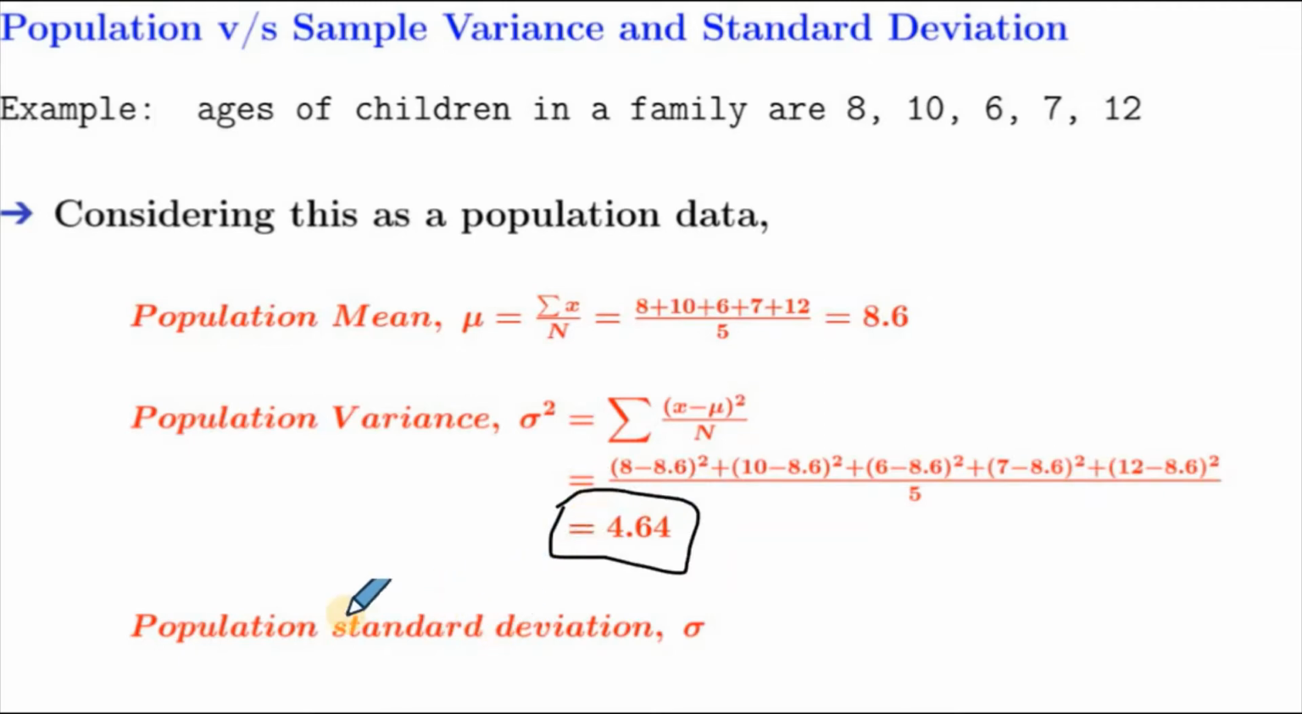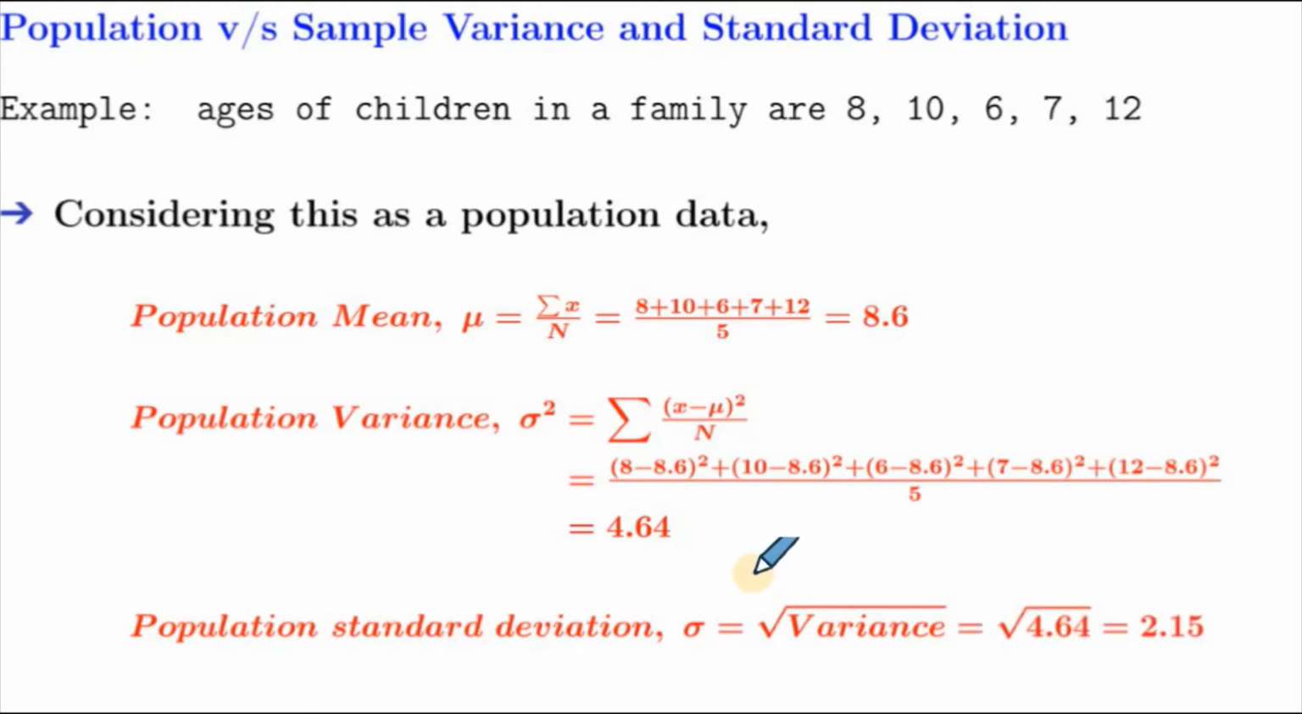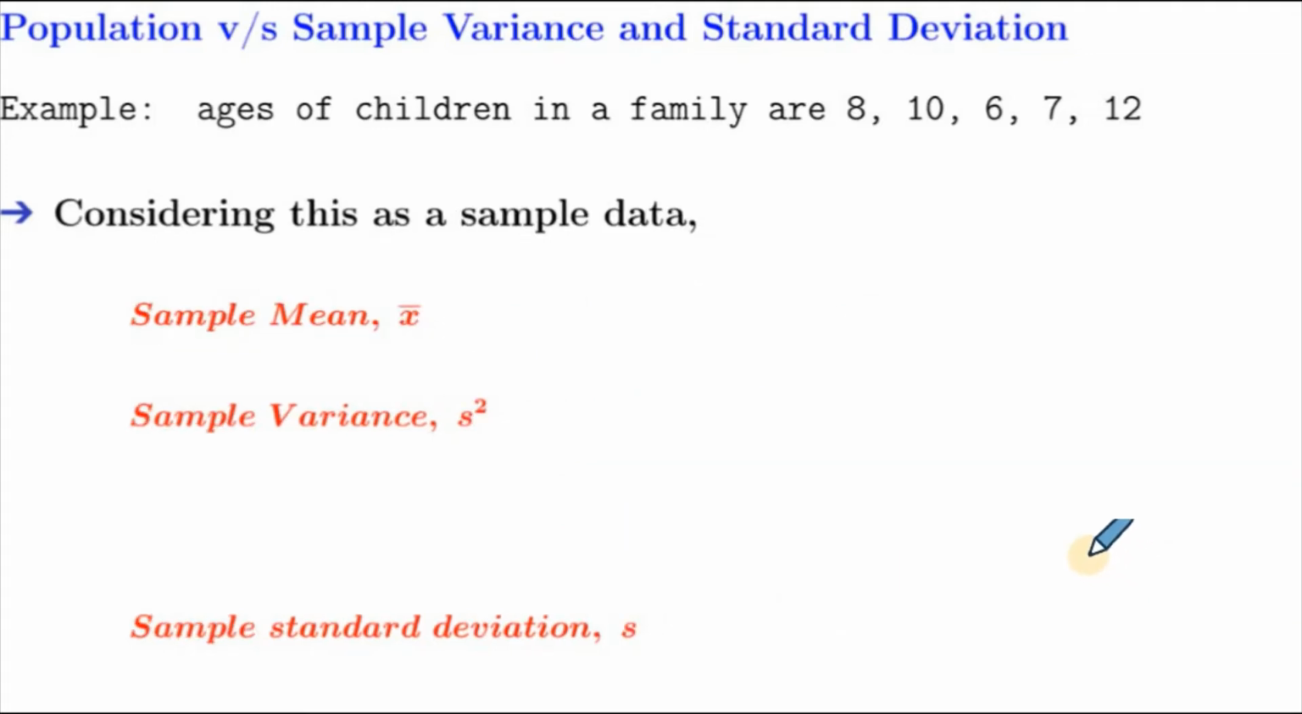Okay. Now for population standard deviation. Population standard deviation is the square root of variance. So our variance is 4.64. So finally we get 2.15 as a population standard deviation.